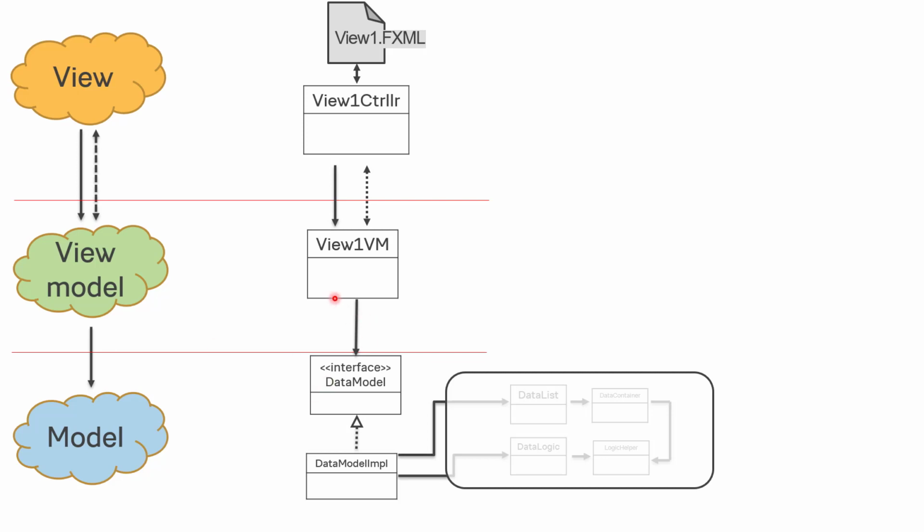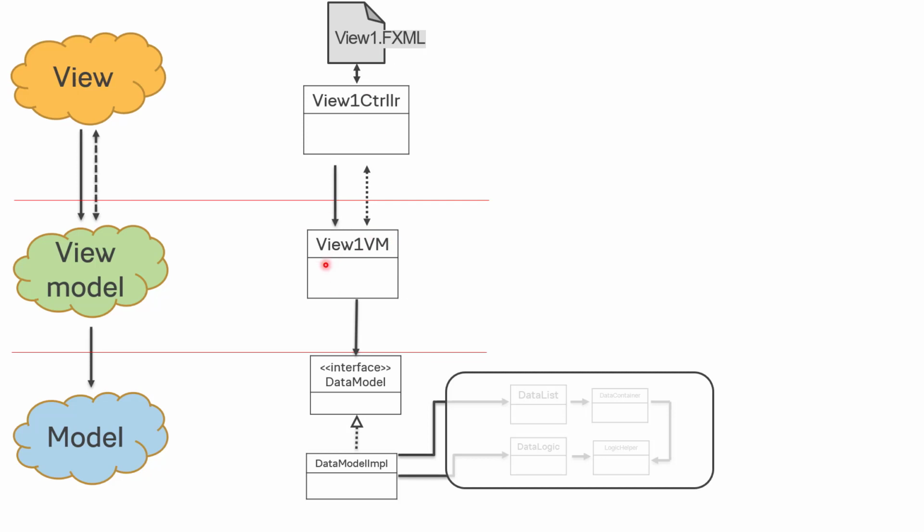For each view, we usually have one and only one view model. You could have multiple view models. I don't know if that makes sense, but maybe it does later on. But usually it's a one-to-one dependency here. One view and one view model.